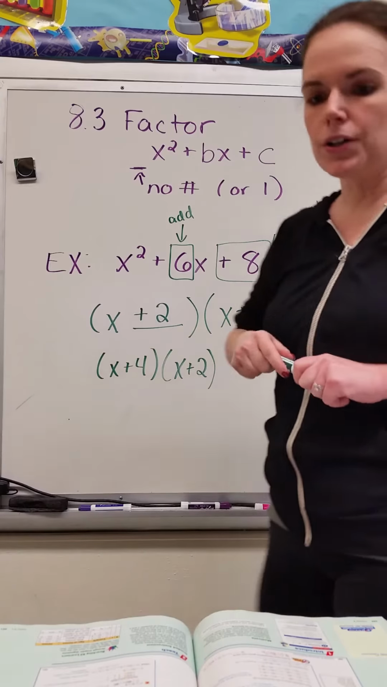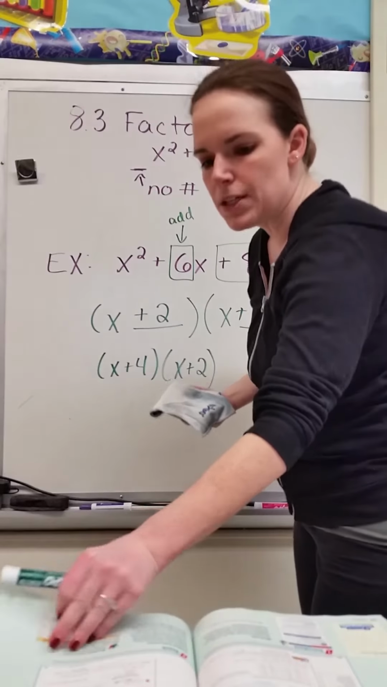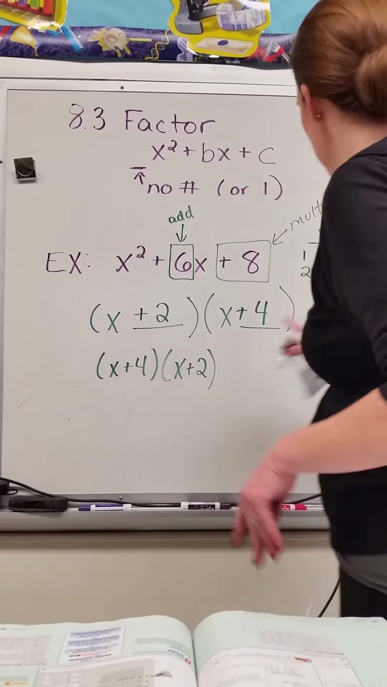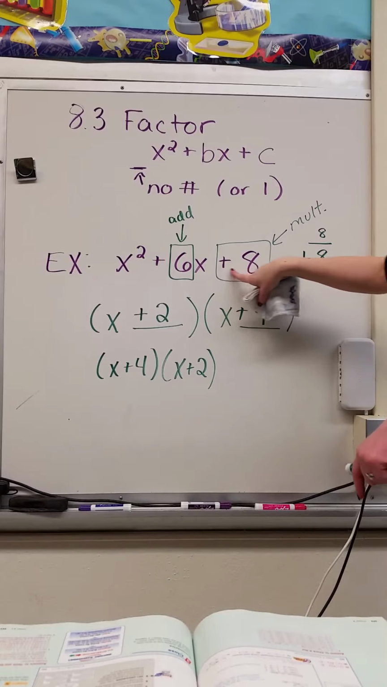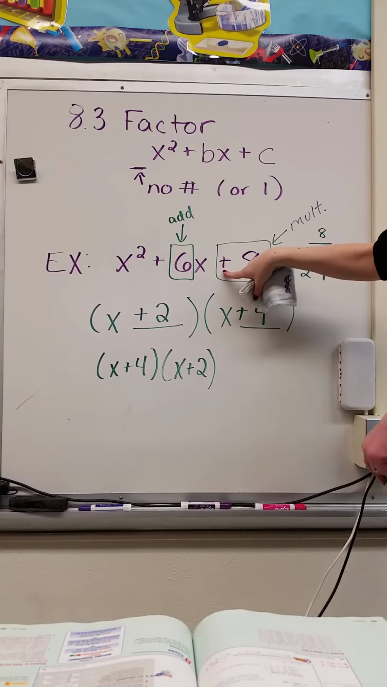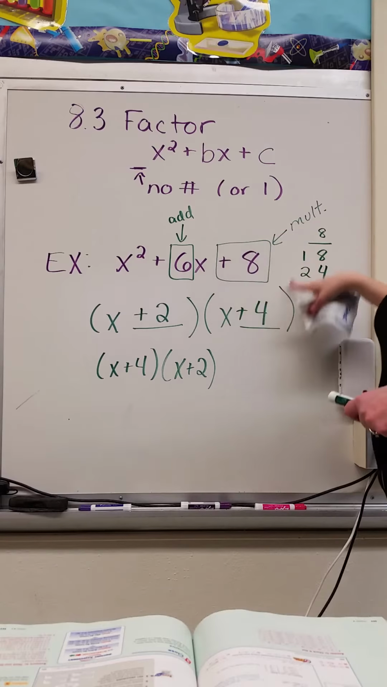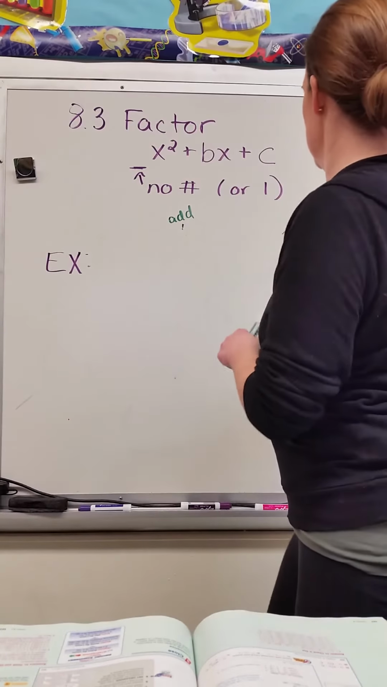And so that's really all you're doing with all of these. You just have to make sure that you are watching your signs, because notice how this was just a positive 2 and a positive 4. They multiplied to get positive 8. When this sign is a negative, you have to make sure they're multiplying to get that negative. So I'm just going to do 2 more examples.